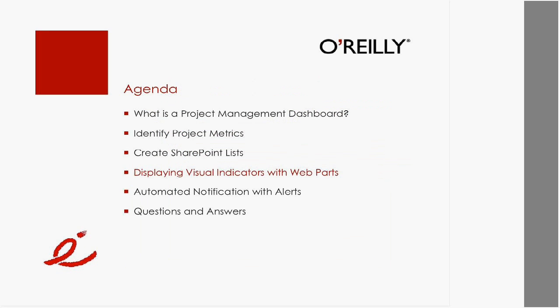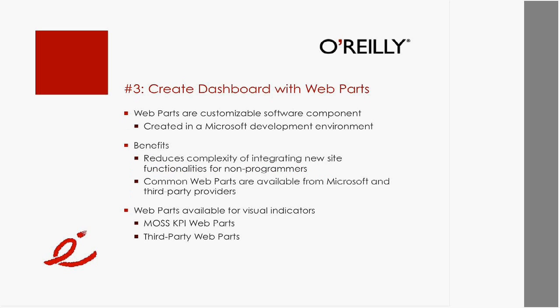Now, step 2, I can start displaying these things as visual indicators. That's just one example. And again, I could do a whole bunch, but we only have limited time here, and I want to step you through this one example. So the next step is we can start building these indicators. How do we do that? The way to do this, step 3, is we use web parts.